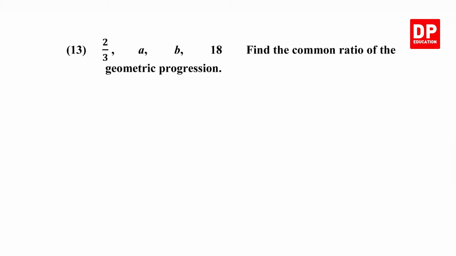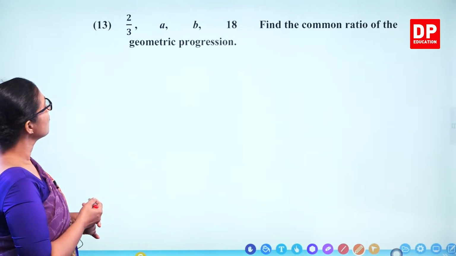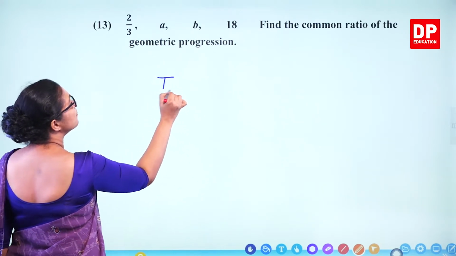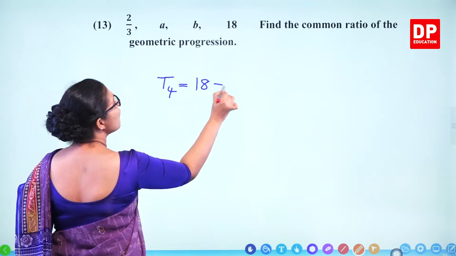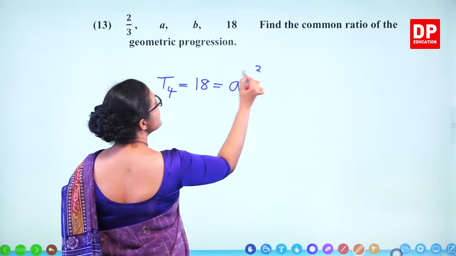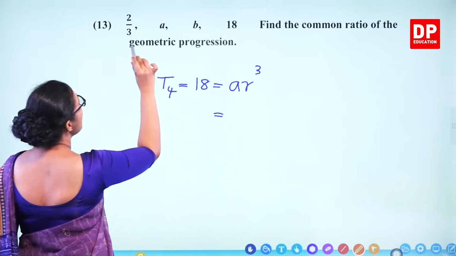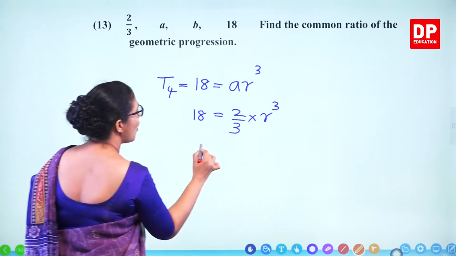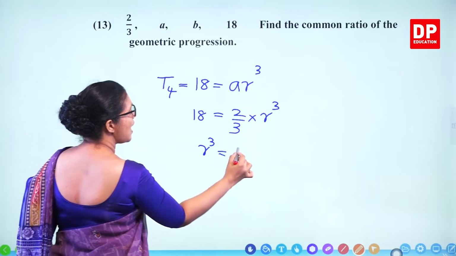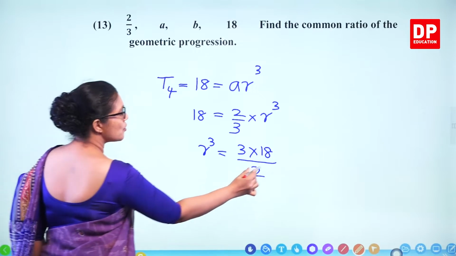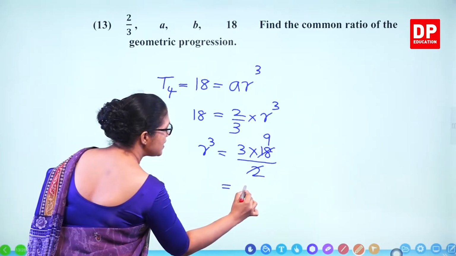Question number 13. Find the common ratio of the geometric progression. So here 1, 2, 3, 4. Fourth term is 18. How do you write down the fourth term in geometric? AR to the power 4 minus 1 is 3. But we know A is 2/3. So you can find out R cube. So 3 times 18 divided by 2. So 2 times 9, 9 times 3, 27.